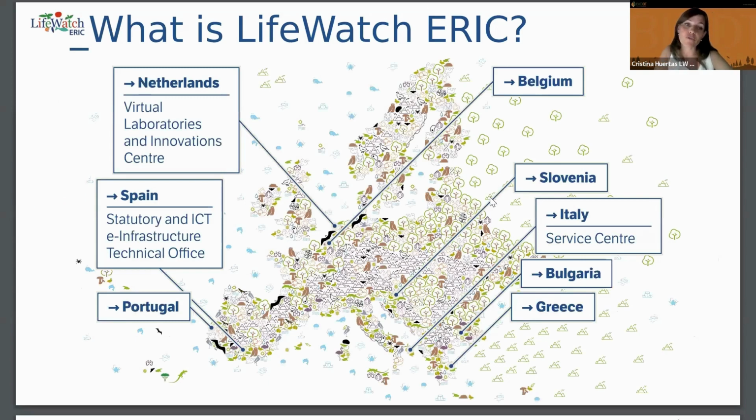We are a distributed research infrastructure. We have 3 common facilities in 3 different countries. In Spain, we have the statutory seat office and the ICT core. In the Netherlands, we have the virtual laboratories and innovation center, and in Italy, the service center. We also have distributed centers in Portugal, Belgium, Slovenia, Bulgaria, and Greece.